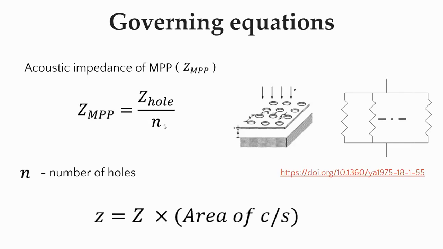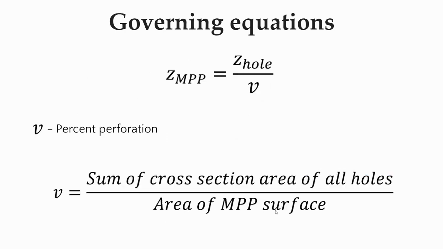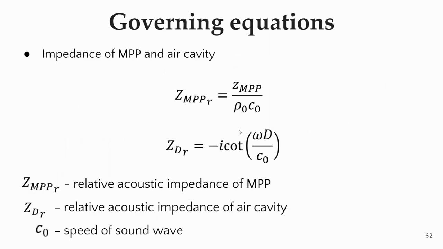So it comes like this, and there is a number of holes, and we have to convert it into specific acoustic impedance, which is basically an area of cross section term. And if we apply all that, we'll get the acoustic impedance of the MPP as the hole impedance divided by mu, where mu is the percent perforation, which is the ratio of the sum of cross section areas of all the holes divided by the area of the MPP surface. And this is the characteristic relative acoustic impedance, which we got by rho 0 c0.